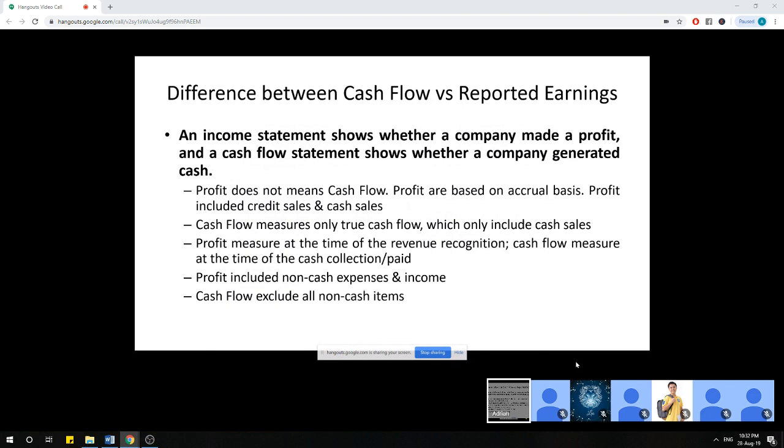So here also, profit is measured at the time of revenue recognition, and cash flow is measured at the time of cash collection or payment. So profit includes non-cash expenses and income. Cash flow excludes all non-cash items. So that is a fine definition of the difference between cash flow and reported earning here.